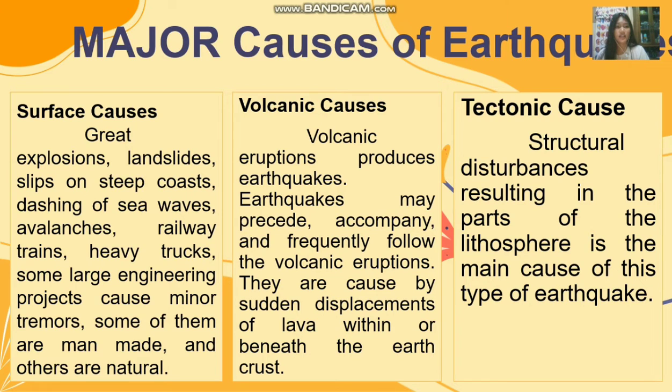Next is the volcanic causes. Volcanic eruptions produce earthquakes. Earthquakes may precede, accompany, and frequently follow the volcanic eruptions, and they are caused by sudden displacements of lava within or beneath the Earth's crust. Lastly, the tectonic cause. Structural disturbances resulting in the parts of the lithosphere is the main cause of this type of earthquakes.